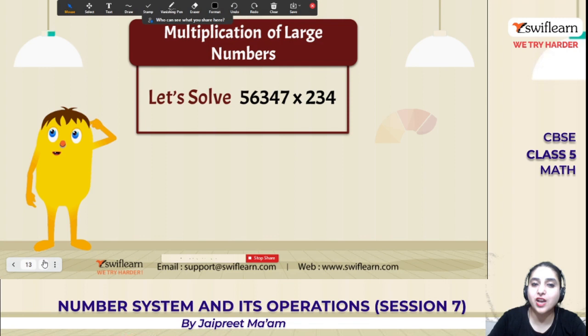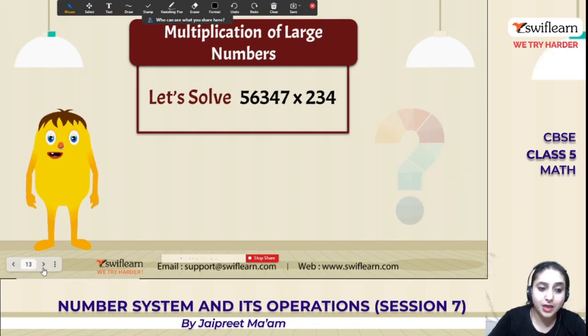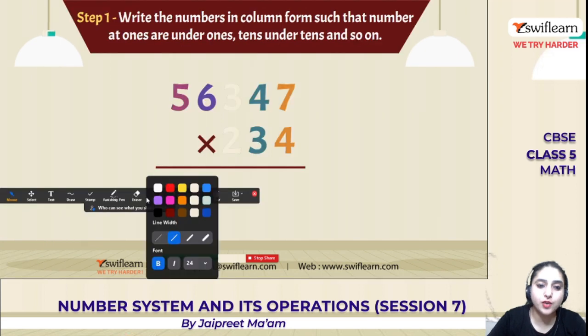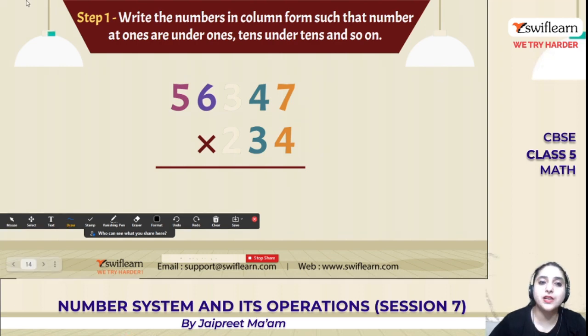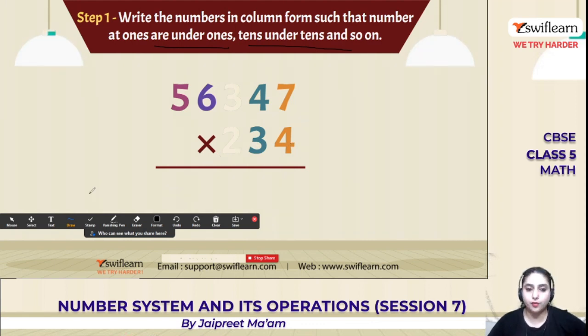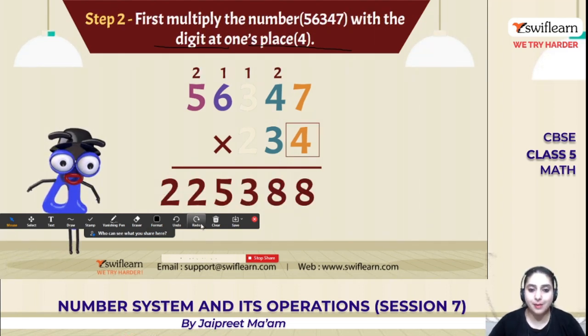So now let's learn our very important topic, how to do multiplication of a large number. Now it will not be difficult, you can do it very fast. Let me tell you what the first step is. Write the number in column form such that the number at ones is under ones, tens are under tens, and so on. For example, this 56,347 and you have to multiply it with 234. So first write in a column method as I have told in the previous example.